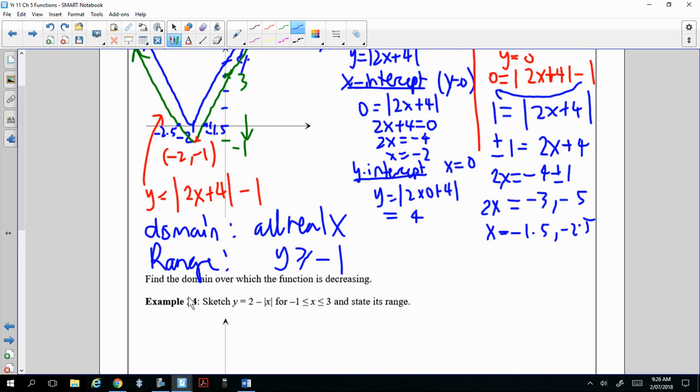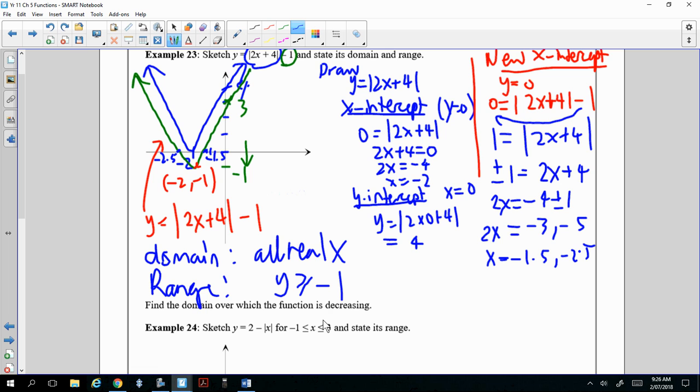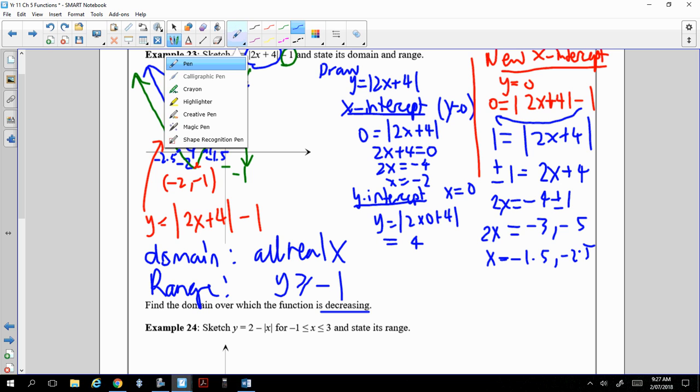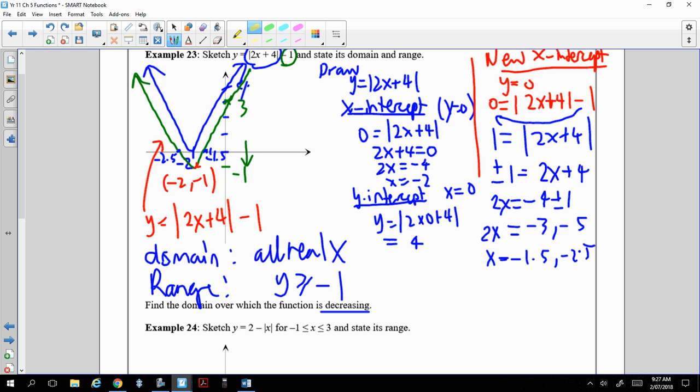That's when the graph is going down. When is the graph going down? X has to be, which part goes down? I use a highlighter, so which part's going down? This bit, right? This part's going downward, decreasing. So what's the X value? X has to be smaller than -2. All right.